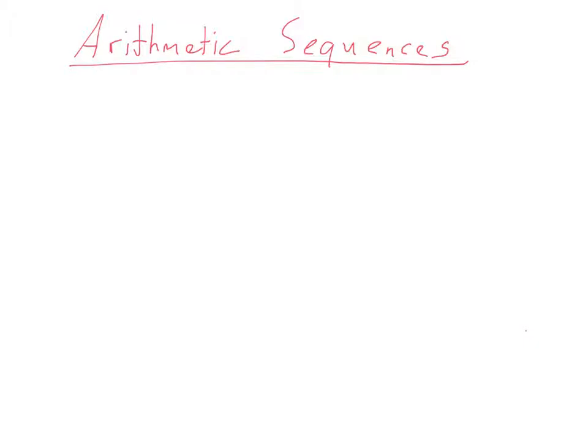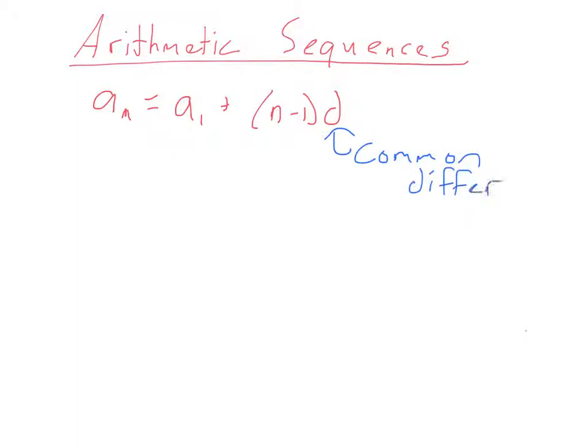So arithmetic sequences are any sequence where any two consecutive terms are separated by a constant value. And so the nth term of an arithmetic sequence is just the first term plus n minus 1 times d. We know that d is that common difference, right? And so that's the explicit formula for the nth term of an arithmetic sequence.